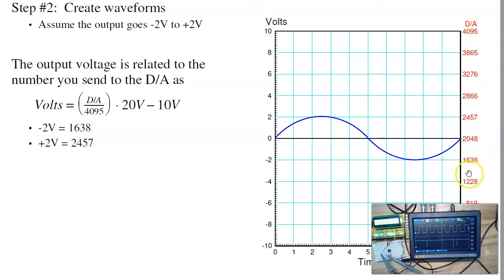And the input to the D2A is a number, 0 to 4095. Again, 0 is the minimum, 4095 is the maximum. So what I want to do is figure out the range of voltage that I want to output. If I want to output minus 2 volts, I output 1638. Plus 2 volts should be 2457.